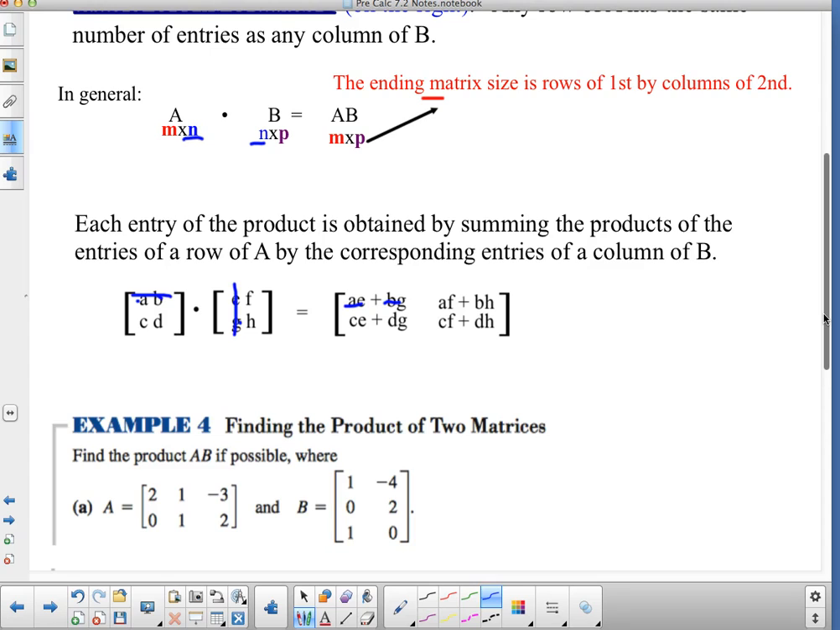So top row, first column gives me the first corner. Top row, second column gives me the other corner. So I got A times F, let's get this color coded, A times F, B times H gives me those two as I go through. So I take the products and I add the results. Next, C, D times A, E, G. C times E, D times G. Order matters as I go through.